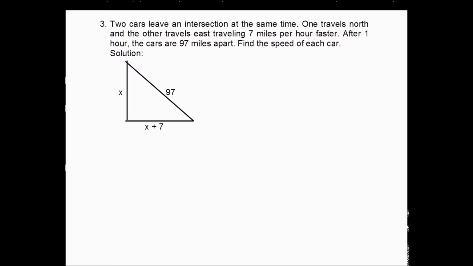So I've got one going north and the other going east, but the eastbound is 7 miles per hour faster. So the northbound is, I don't know, call it x. The eastbound is 7 miles per hour faster, x plus 7. They're 97 miles apart after 1 hour. Notice it's another Pythagorean theorem. So x squared plus (x plus 7) squared equals 97 squared.